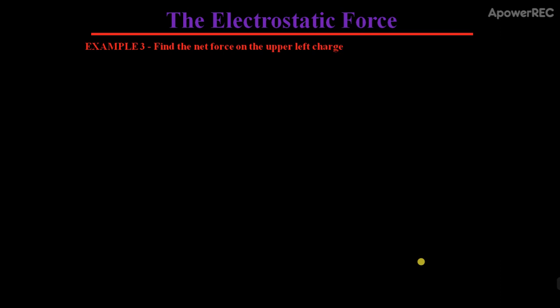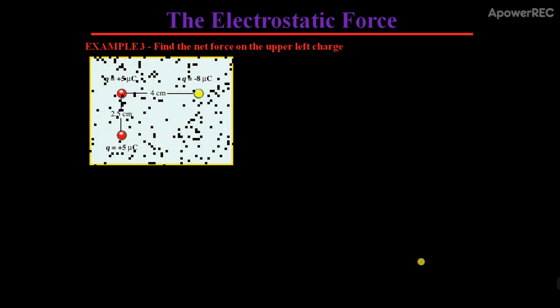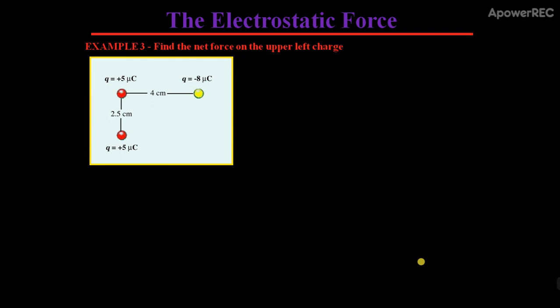The electrostatic force: find the net force on the upper left charge. Now these charges we are considering in trigonometric directions by using right triangles. In this pattern, let me consider these two as positive charges and this yellow one as the negative charge. Now we have to find the net force on the upper left charge, how much it is acting.